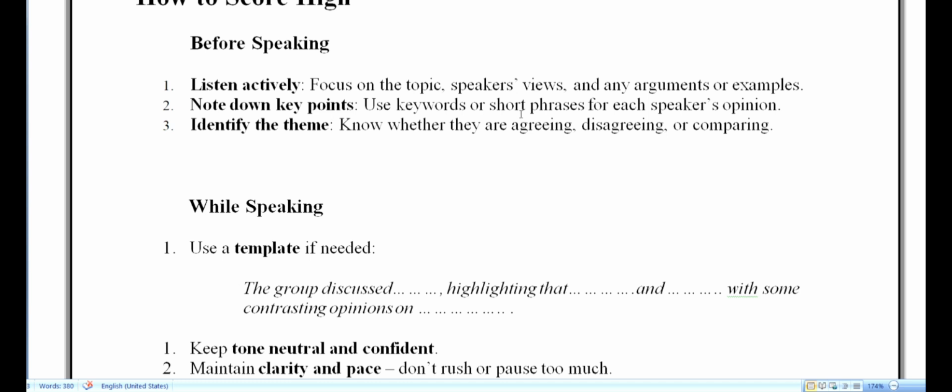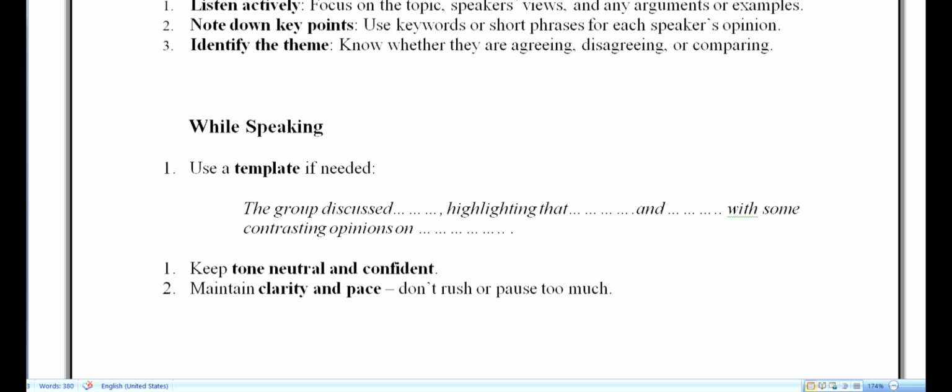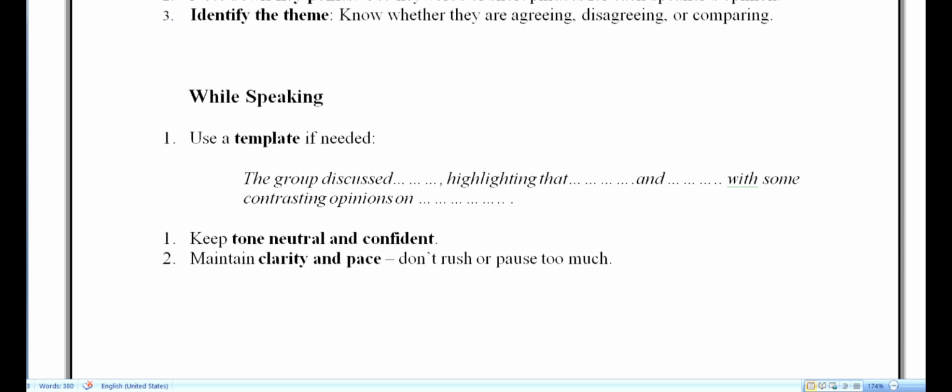There are 3, right? So who is speaker 1 and what did he say? What is the opinion of speaker 2? What is the opinion of speaker 3? Right. Identify the theme. Know whether they are agreeing, disagreeing, or comparing, speaking about the advantages or disadvantages. This is what you have to focus more on. Pause the video again, make a note of all these requirements because this is where your attention should be.